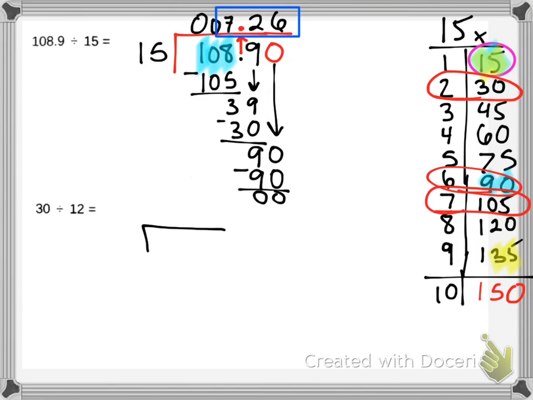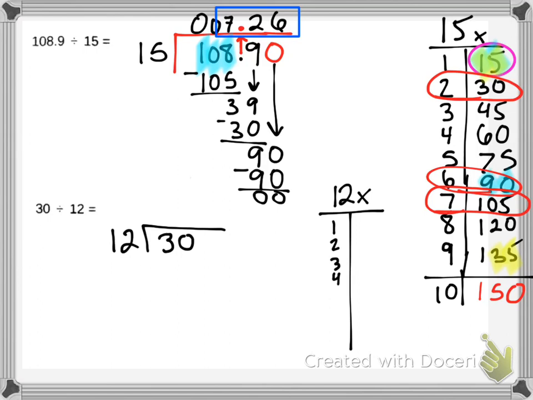Now, remember the steps that we've been doing before. The first number, the 30, is my dividend. So that's the same number that I'm going to put inside my division bracket. And my divisor is my 12. So in this case, I don't have a decimal, so I don't have to bring it up. So all I'll have to do is do my list of multiples of the divisor, which is the 12 in this case. So I'll go ahead and do that.